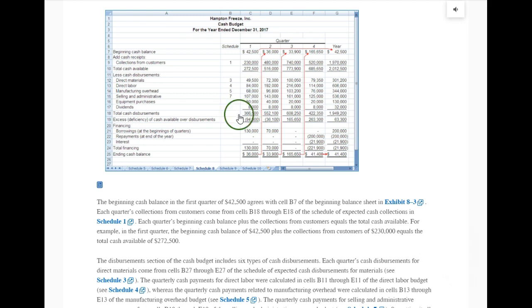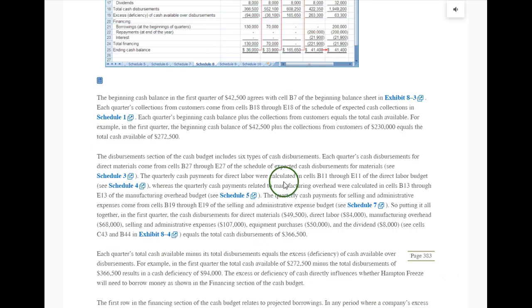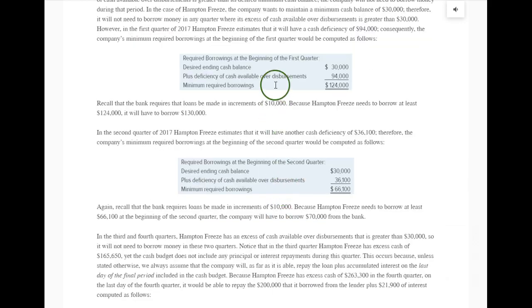These are not necessarily total expenses. These are total cash outflow numbers. So during the first quarter, we expect to pay out $366,500 in cash. But look at this. We only expect to have $272,500 in cash. We need to pay out $366,500. We are $94,000 short of cash in the first quarter. Since we have identified this $94,000 in cash shortage, then we can plan ahead to borrow money. So you can see right here, we are going to borrow $130,000. Now, why $130,000? Let me find that down here. Here we go.